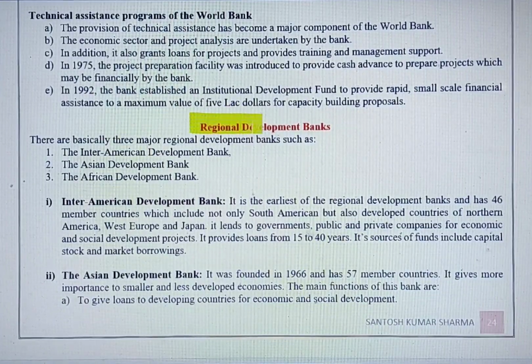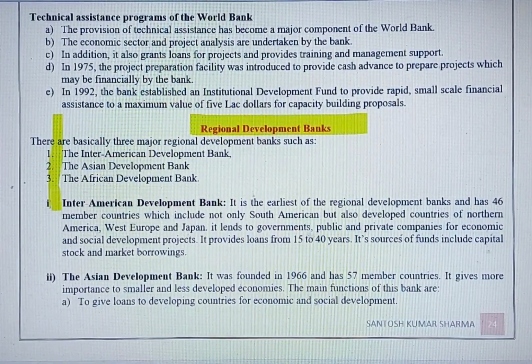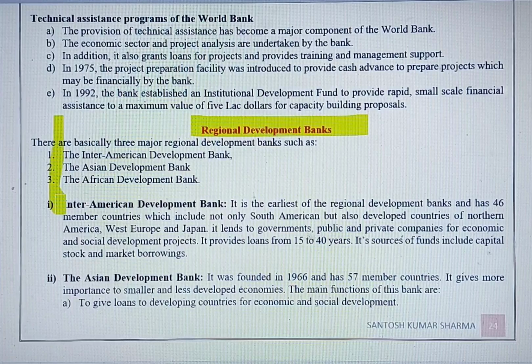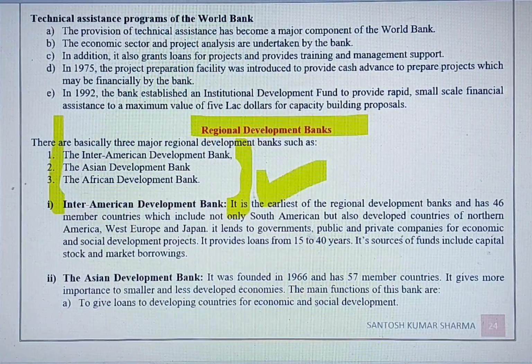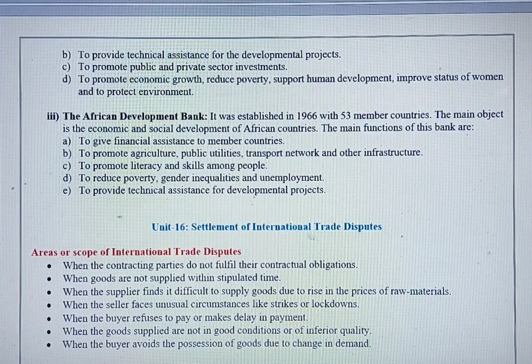एक और क्वेश्चन है रीजनल डेवलपमेंट बैंक्स. ये 3 रीजनल डेवलपमेंट जो इम्पोर्टेंट बैंक्स है काफ़ी पॉपुलर है, तो इनके बारे में आप डिस्क्राइब कर सकते हैं अपने आंसर्स में. यूनिट 16 में चलते हैं.